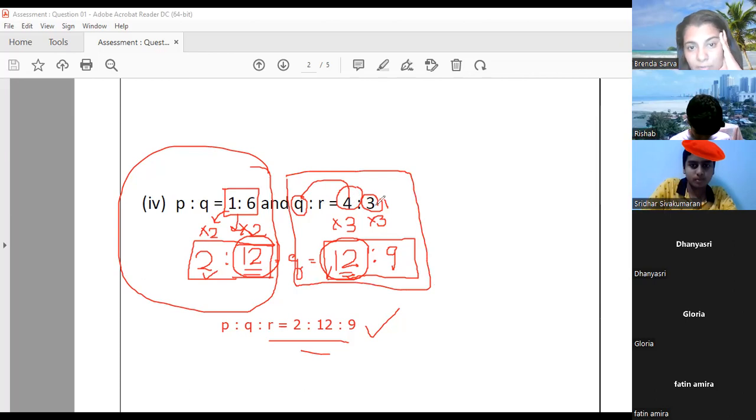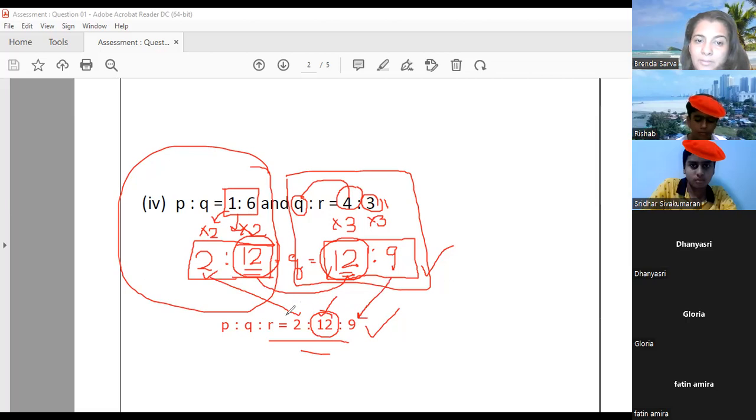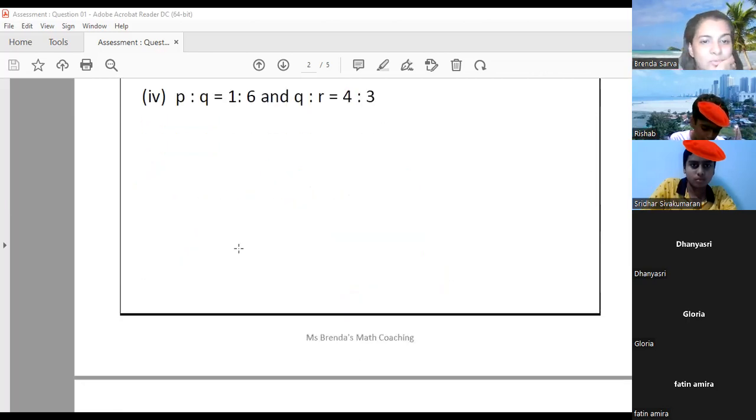On the other side, again, the Q to R is 4 to 3. I multiply by 3, so it becomes 12 to 9. Do you understand this part now of the ratio? Yep. I do this so that my 12 and 12 is the same. There you see, my Q is the same, it's 12. Then I put in my P and I put in my R. You understand now? Yep, I understand. Okay, good. So we clear. Now let's move on.